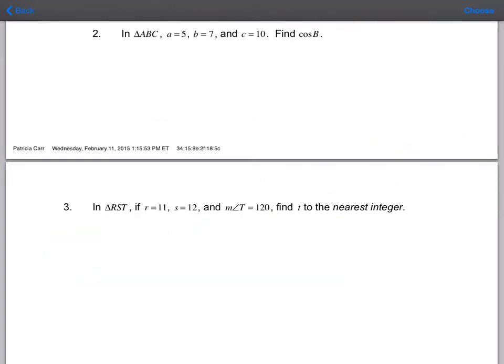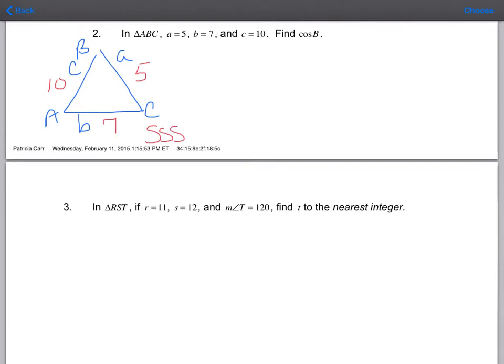Okay, now that we've got the first one done, let's go on to the next one. Number 2 says, in triangle ABC, side a is 5, b is 7, and c is 10. So the first thing we're going to do is draw a triangle and label it ABC, and then sides little a, little b, little c. It says a is 5, so we'll put it in. b is 7, put it in. c is 10, put it in.